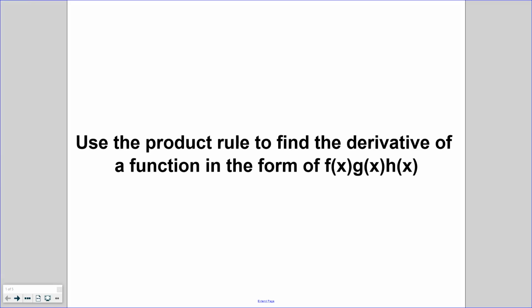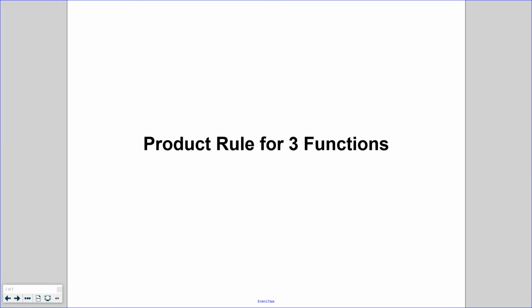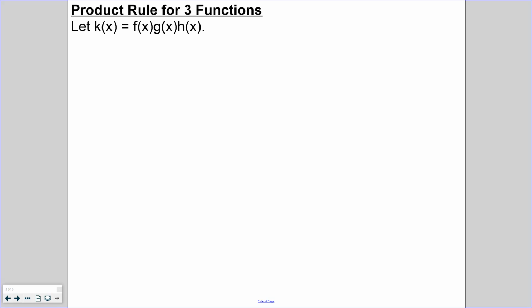Use the product rule to find the derivative of a function in the form of f of x times g of x times h of x. In this video, we're going to be talking about how to use the product rule when we want to multiply three functions together. We're going to first just start off by looking at some general functions.